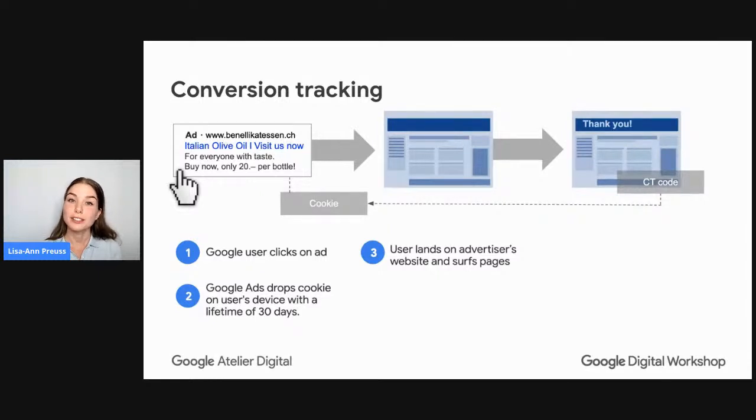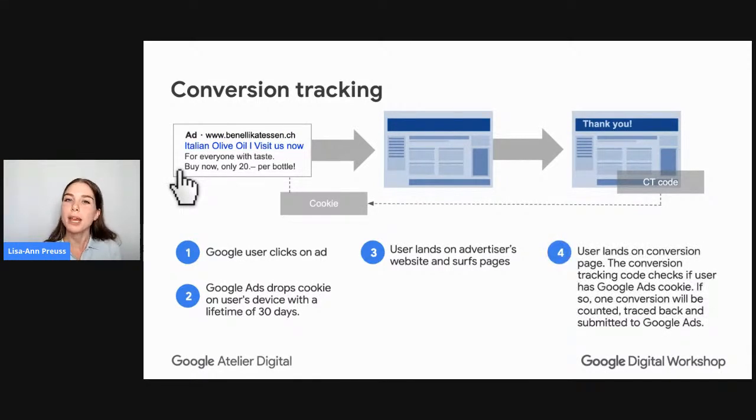Again, when the user is on the site and surfs through different pages before ultimately purchasing that olive oil, the moment that confirmation page pops up, the conversion tracking code immediately checks for any Google Ads cookies, and if it finds one, it can count it as a conversion, trace that conversion all the way back, and submit it to Google Ads so that the advertiser can see how many conversions there were, and also which ad texts and even which keywords these conversions can be attributed to.